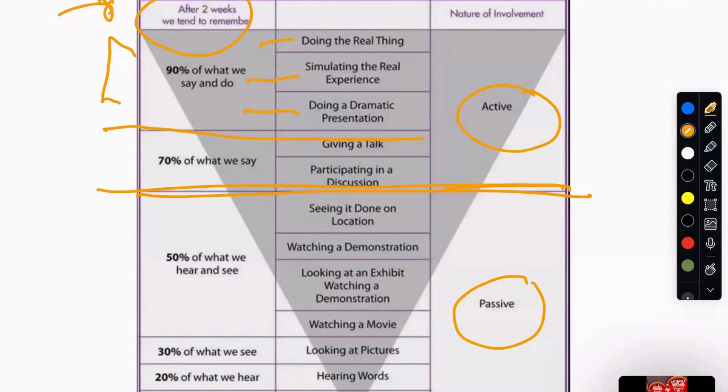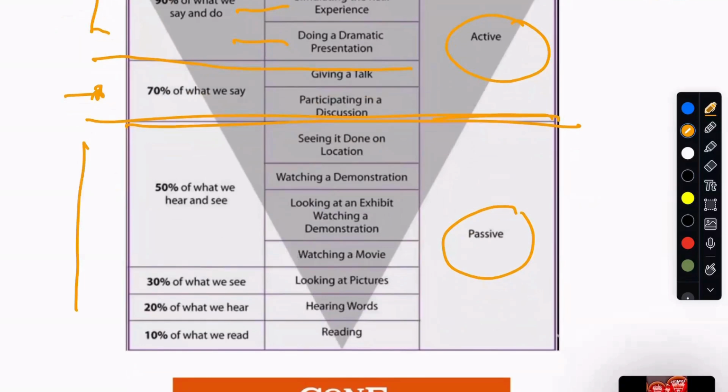Now, if you give a talk or participate in a discussion, you will still remember 70% of what you contributed. And when we become passive learners, it goes down. Seeing it done on location, watching a demonstration, looking at an exhibit, or watching a movie, that's 50%. Looking at pictures, 30%. Hearing words, 20%. Reading, 10%.